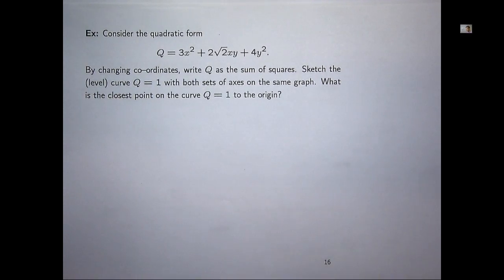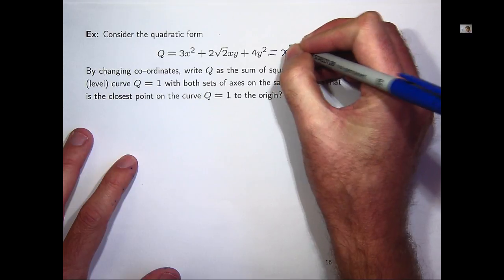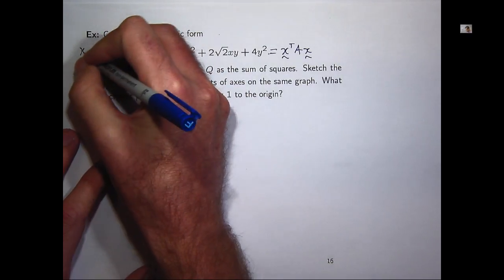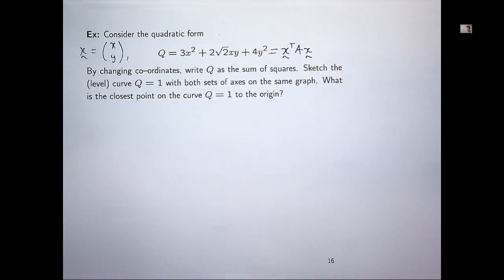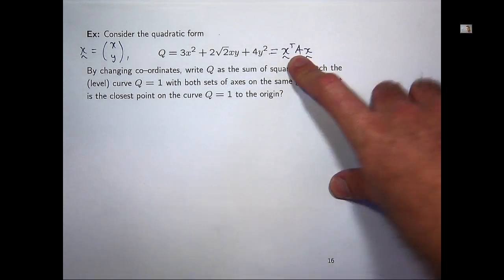Okay, so this is a good example. There's a number of sub-questions there. Here we've got a quadratic form. By changing coordinates, write Q as the sum of squares. So the first thing we're going to do is write this in the following form, where x is just the following. Remember the vector x and the real value x are two different things here, so don't get confused. So I want to write Q in this form where A is a symmetric matrix.